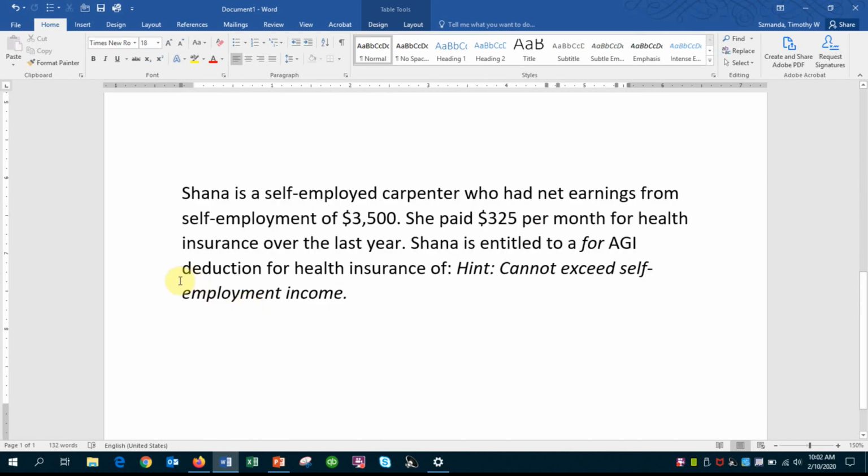Another problem in Connect relates to health insurance coverage deduction. Here, Shauna is self-employed, had net earnings of $3,500 from her self-employment business. However, she paid $325 per month for health insurance over the year. Shauna is entitled to a for AGI deduction for the health insurance premiums that she paid. However, this deduction for AGI cannot exceed the self-employment income. So you would take the $325 times 12, the amount she paid for health insurance coverage, and then compare that to her net earnings from self-employment. And then she could deduct the lesser of the two.